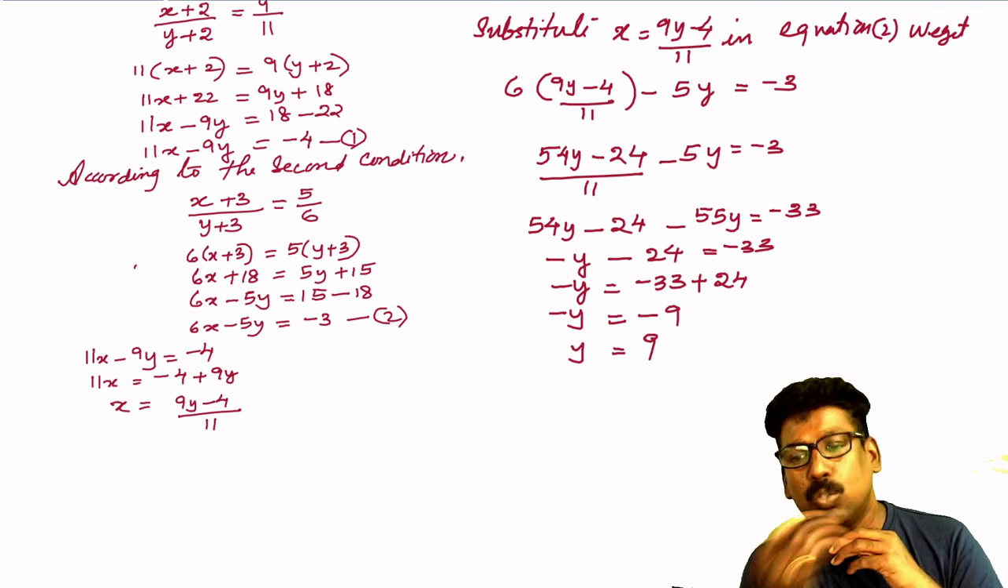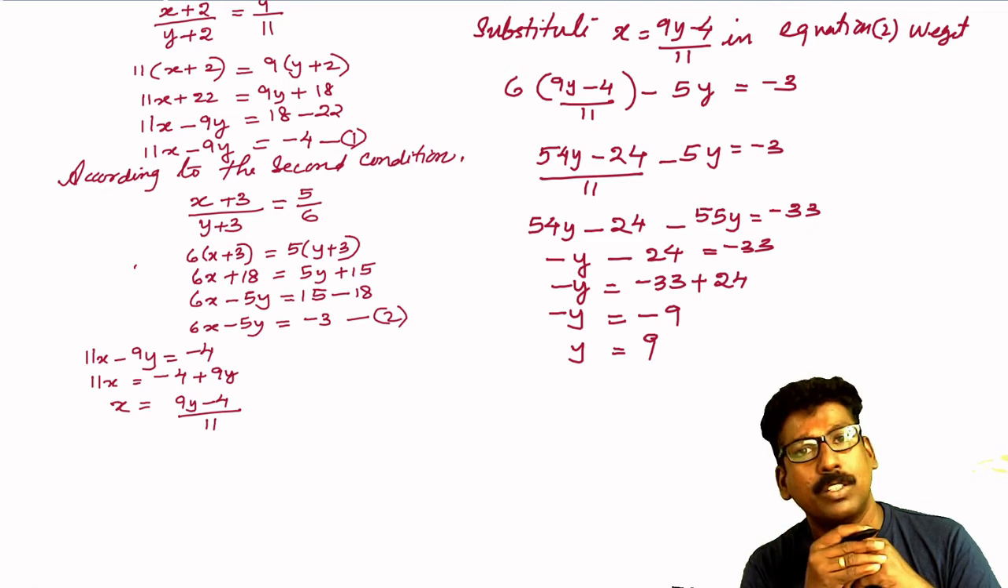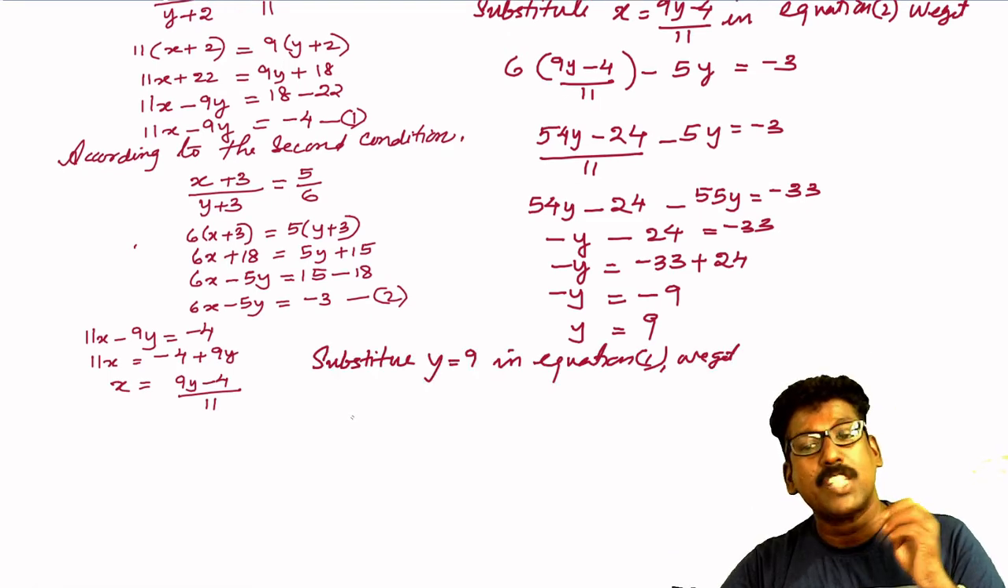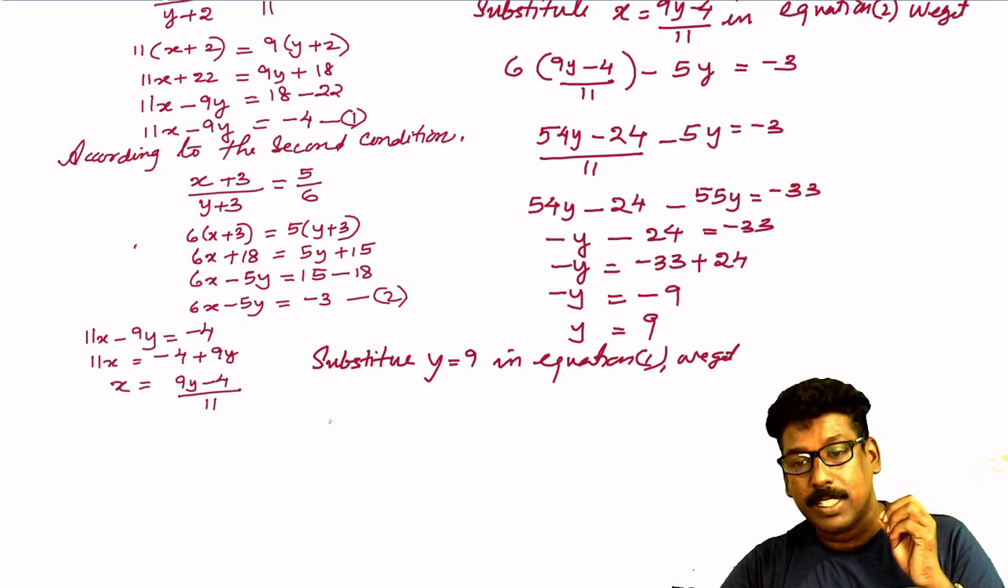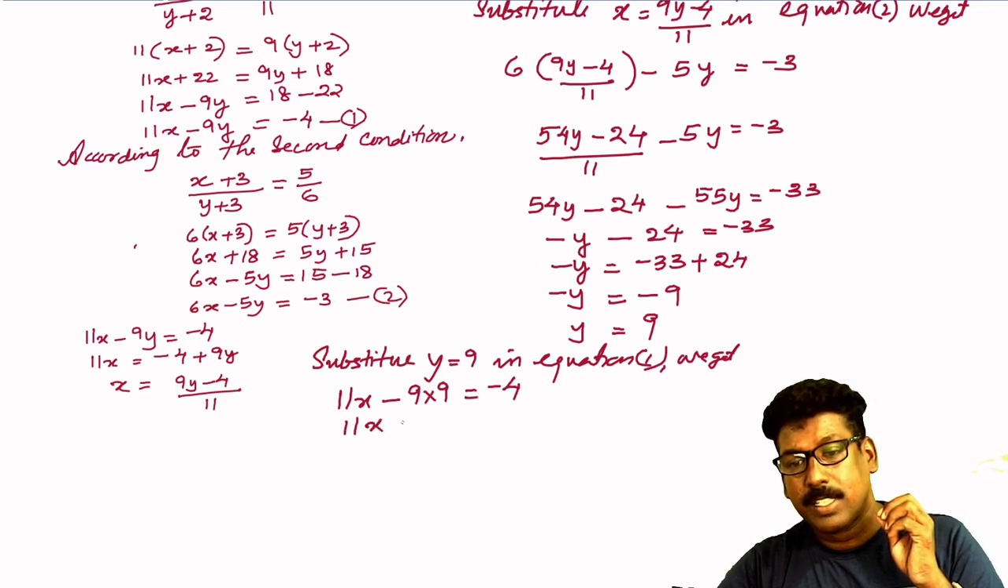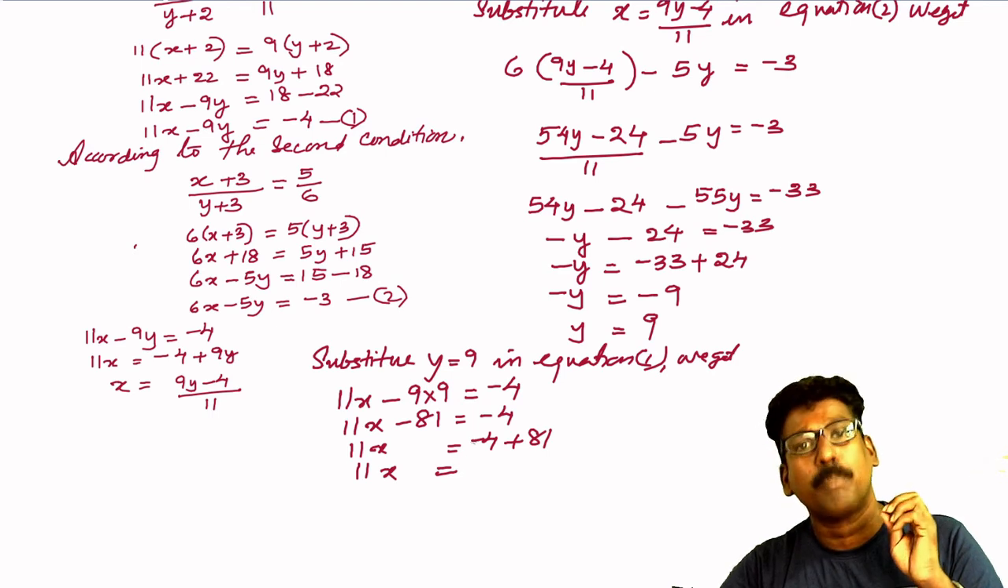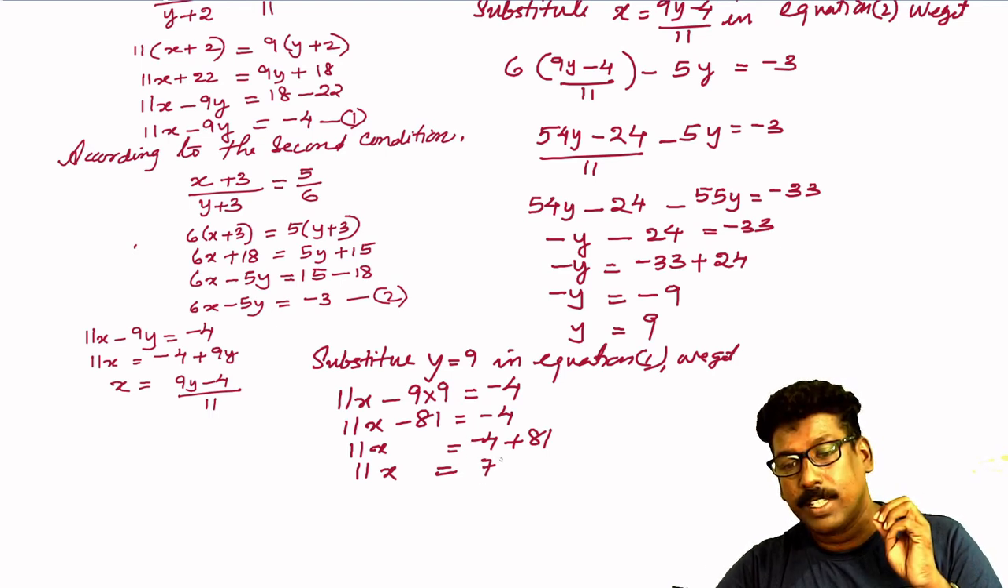Now what do you have to do? Substitute y is equal to 9 in equation 1. You get equation 1: 11x minus 9y is equal to negative 4. That is 11x minus 9 into 9 is equal to negative 4. That is 11x minus 81 is equal to negative 4. So 11x is equal to minus 4 plus 81. That is 11x is equal to 77. So x is equal to 77 by 11, which is equal to 7.